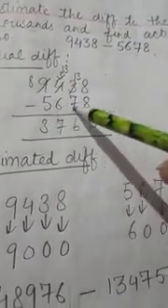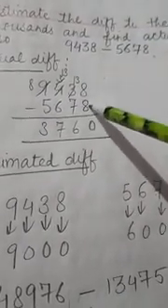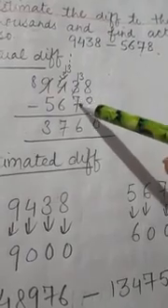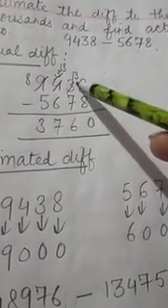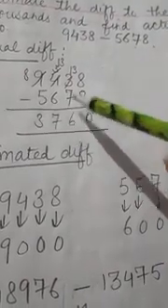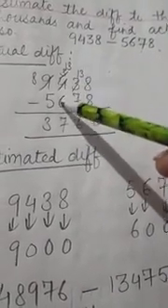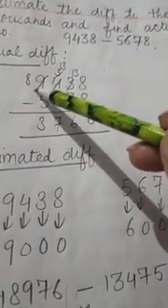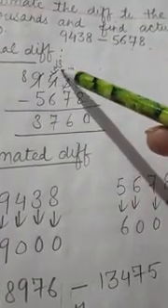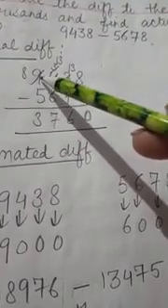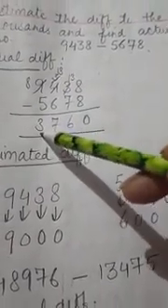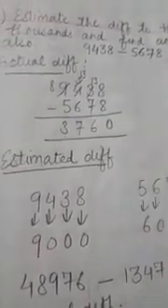9438 minus 5678. 8 minus 8, 0. So 3 minus 7 is not possible, so we will take one borrow from here, and here it will become 13. 13 minus 7, 6. Here left 3. 3 minus 6 is not possible, so we will take one borrow from here. Here from 3 it will become 13. 13 minus 6, 7, and here left 8. 8 minus 5, 3. So we got 3760.